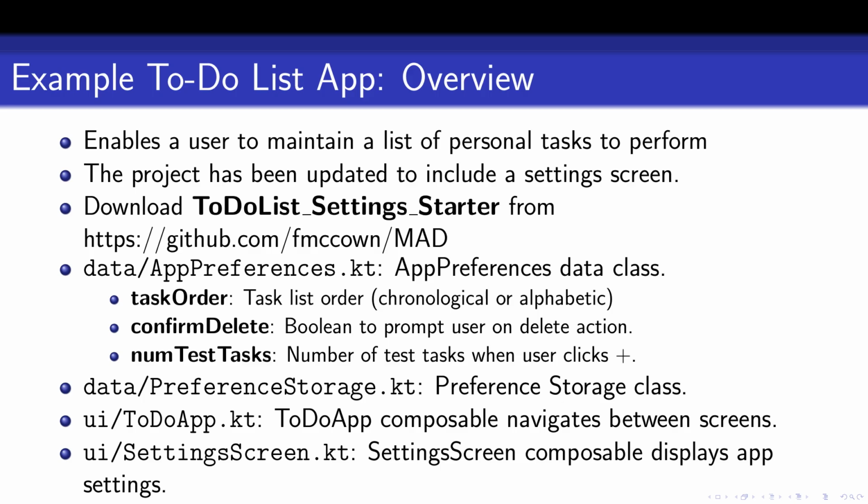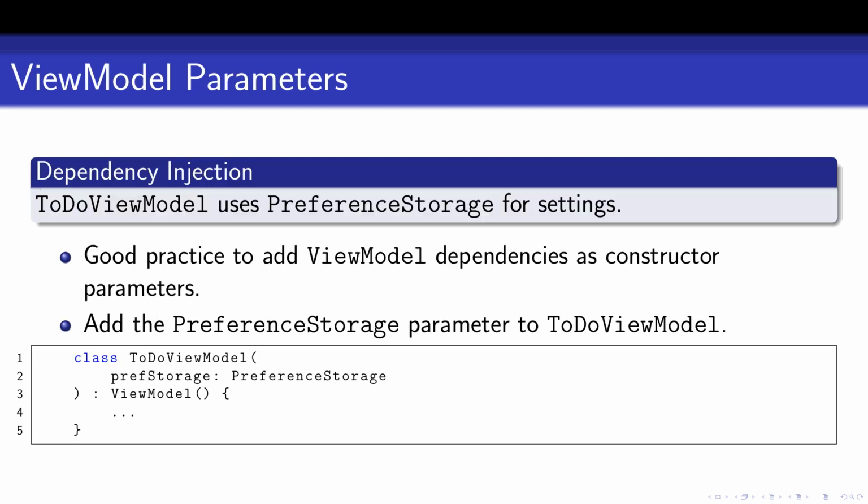This structure ensures users can configure the app intuitively, with settings seamlessly integrated into the app's workflow. We follow best practices by passing preference storage into the ViewModel constructor. This makes the ViewModel testable and keeps it decoupled from context lookups. Dependency injection like this ensures more flexible and maintainable architecture.